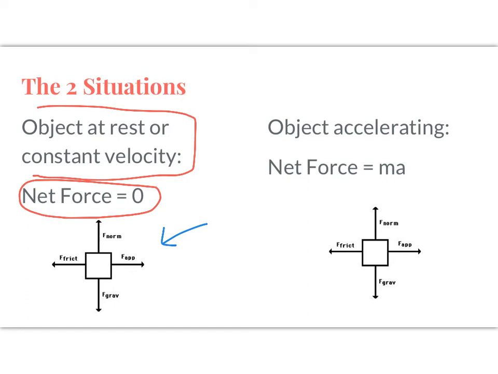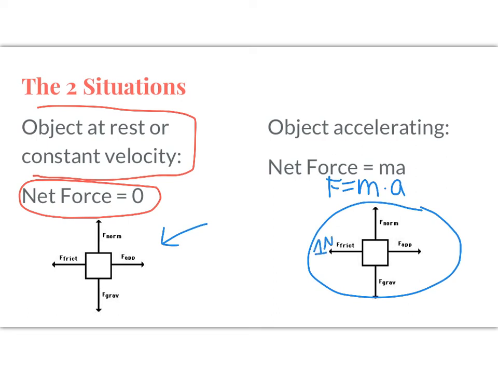My second situation is that an object is accelerating. So my net force equals ma. That's force equals mass times acceleration. So in this case right here, it looks like all my forces are equal. However, if my force of friction is 1 newton and my force applied is 3 newtons, then I have a net force of 2 newtons. So that means that my object will be accelerating.